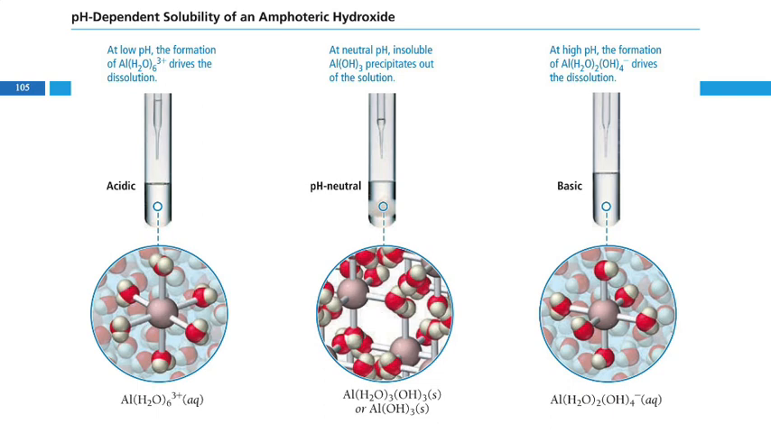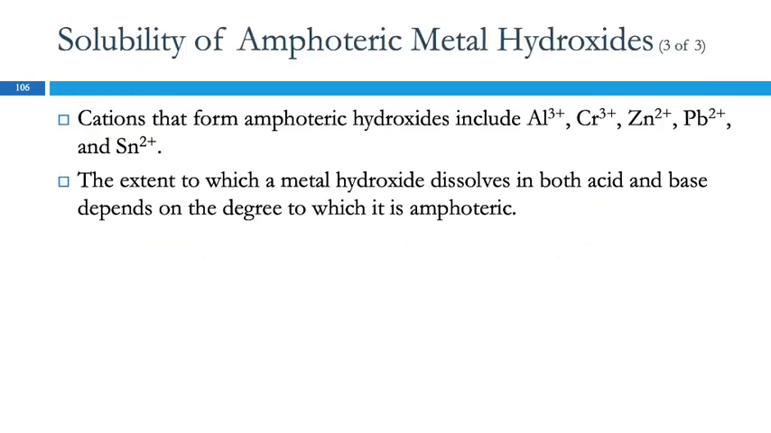pH-dependent solubility of aluminum. Other things do this. So aluminum, chromium 3, zinc, lead 2, tin 2. You should remember that aluminum does that. I don't think you'll ever need to remember that the other things do it, but other things do that. The extent to which a metal hydroxide will dissolve in both acid and base depends on the degree to which it is amphoteric. Some of them are more amphoteric than others, and so then they'll be more soluble.